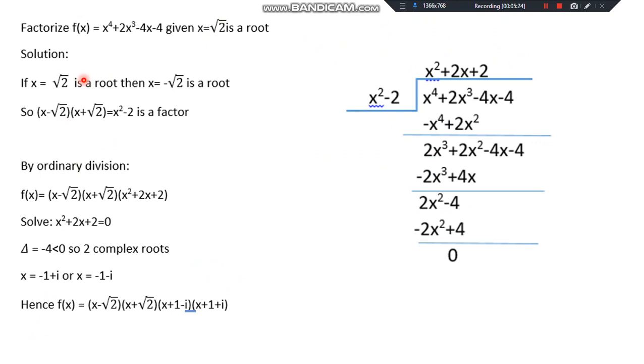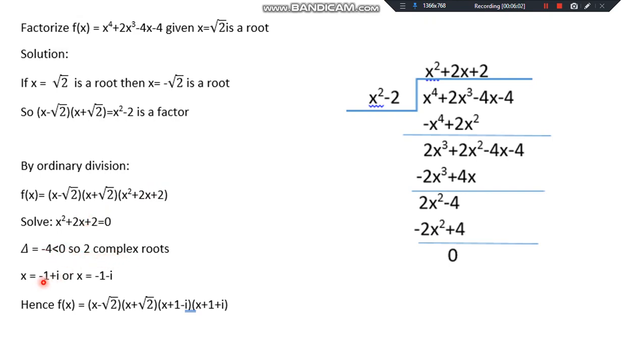The last one, you want to divide where x equal root 2 is a root. If x equal root 2 is a root, so is its conjugate minus root 2. So x minus root 2 into x plus root 2, a minus b into a plus b, is a squared minus b squared. So x squared minus 2 is a factor. So we divide this f of x by x squared minus 2. The remainder should be 0. And if you do the division, you have x squared plus 2x plus 2 into x minus root 2 into x plus root 2. This is an equation of second degree. We do delta. Delta is negative, so we have two complex roots.